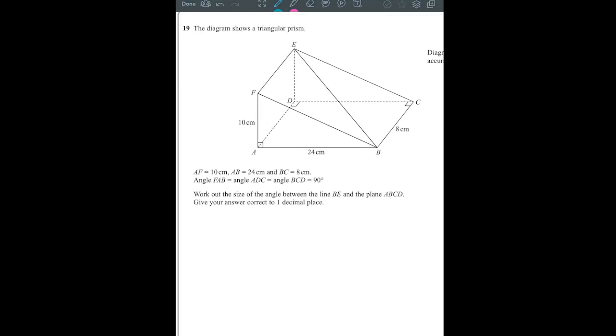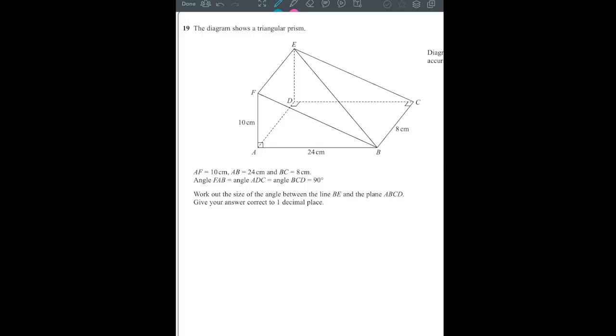Staying with the theme of trig, now it looks like we've got a 3D trig question. We have a triangular prism. AF is 10, AB is 24, BC is 8. FAB is a right angle, so it's just saying this is a right-angled triangular prism. And BCD is also a right angle. Oh, lots of right angles. So it's got a rectangular base and its front side is a right angle triangle.